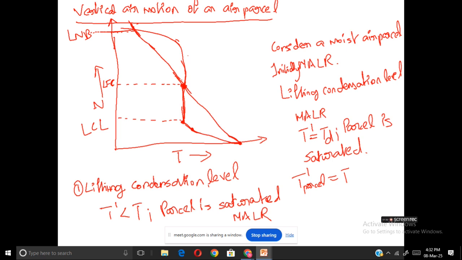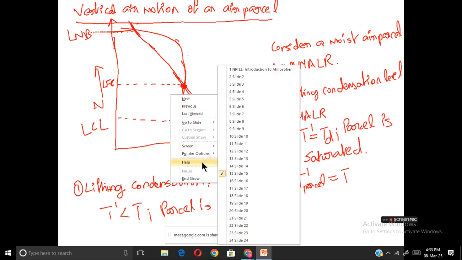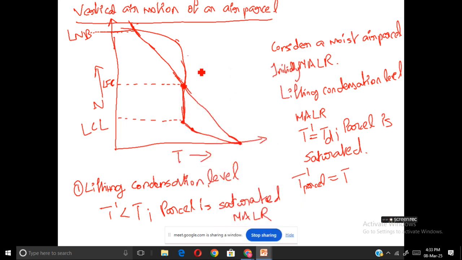After LFC, the temperature of the parcel will be greater than the surrounding temperature. Then the parcel is basically self-buoyant, which means it does not need any external agent to lift it. It can move up on its own. Since the temperature is higher than that of the surroundings, the parcel is self-buoyant above LFC, and it moves up in the atmosphere without the help of any external agent.